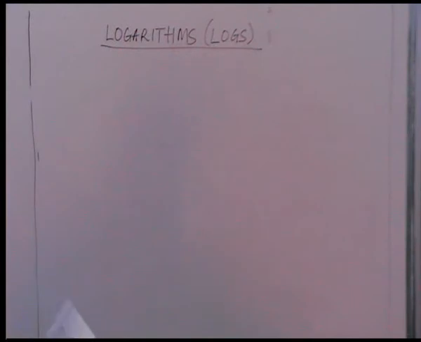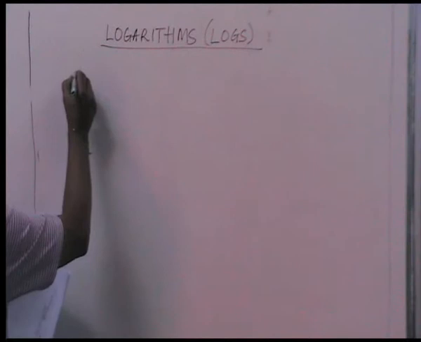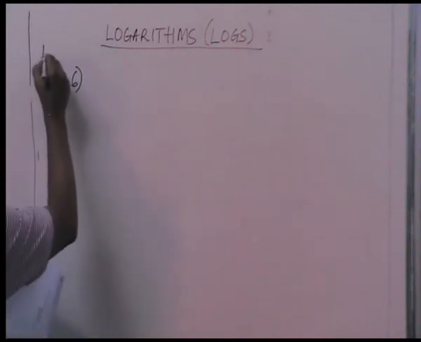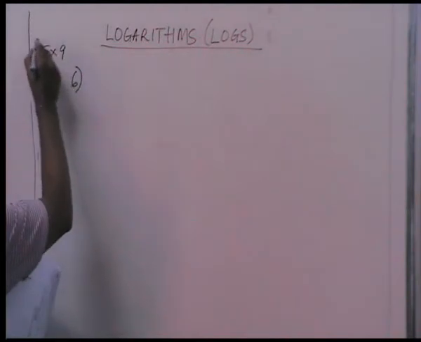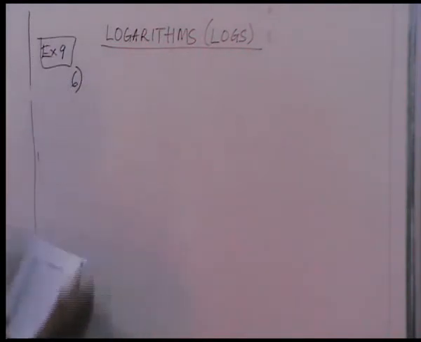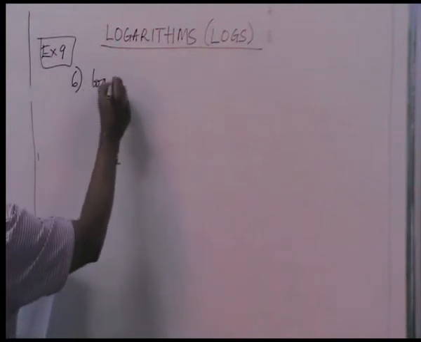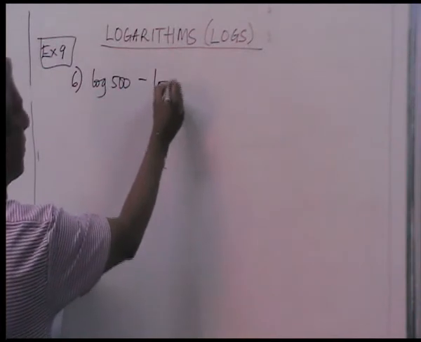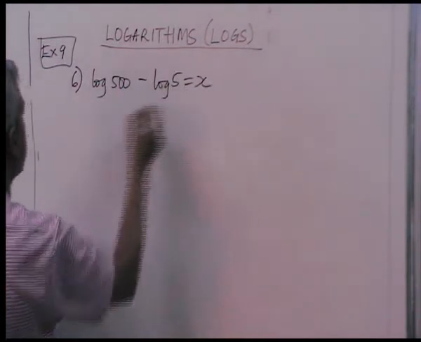Alright, sorry, I've got a slight change of program. I'm going to give you 5 more log equations, and you are at liberty to do these 5 equations any way you like. I think the last time I stopped at an exercise, or let me just call this exercise 9, but it starts from number 6. Log 500 minus log 5 is equal to x.